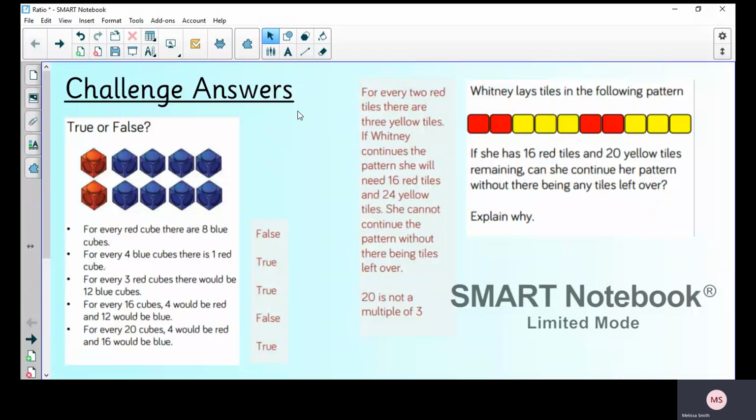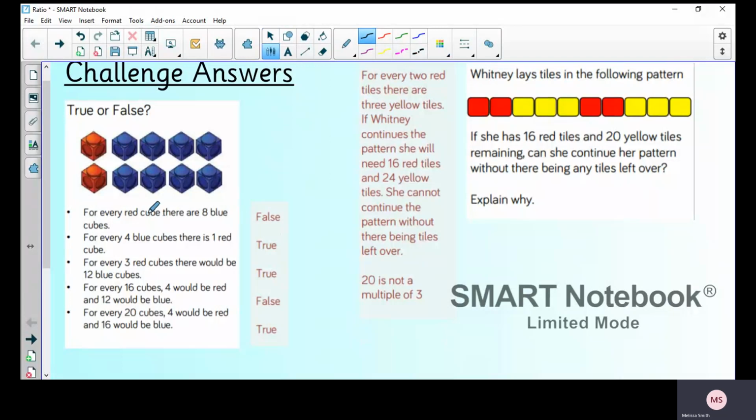Okay, let's go into today's video. These are your challenge answers. Let's have a look. For every red cube, there are 8 blue cubes. That's obviously false because, as we can see here, for every one red cube, we actually have 4 blue cubes. For every 4 blue cubes, there is 1 red cube.